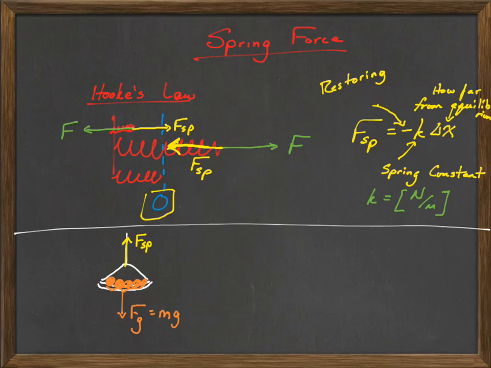So let's just say, for the sake of this problem, that the scale reads that these 5 objects collectively have a weight of 10 newtons. And let's say that when we looked at this, we saw that the whole basket dropped 5 centimeters from its equilibrium. So we'll ask, what is the spring constant?